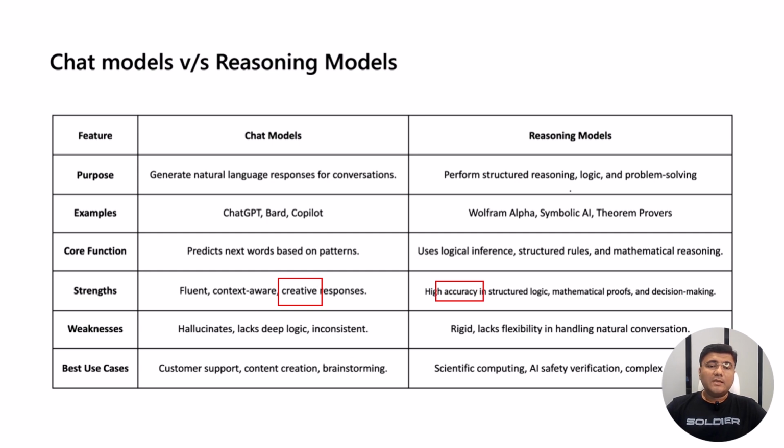Now, obviously, more creativity comes with issues like hallucination, lack of deep logic, and inconsistency, while high accuracy comes with the issues that it's always going to be rigid and lacking flexibility in handling natural conversation. That's the reason, depending upon the scenario, you can use one or the other model, or maybe you can combine both of them if required.